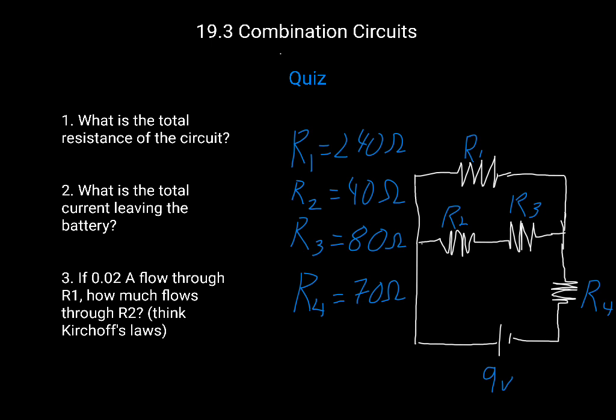First, what's the total resistance of the circuit? Second, what is the total current leaving the battery? And third, if 0.02 amps flow through R1, how much flows through R2? A little hint on that, you can think about Kirchhoff's laws.